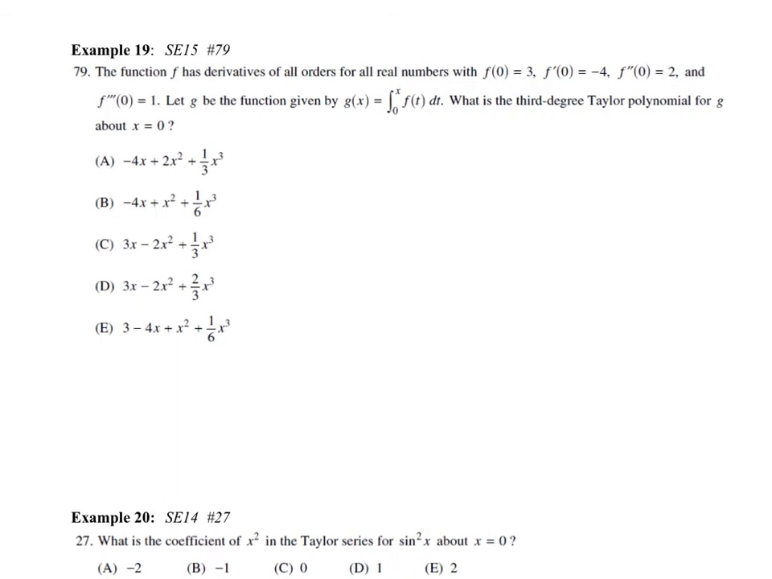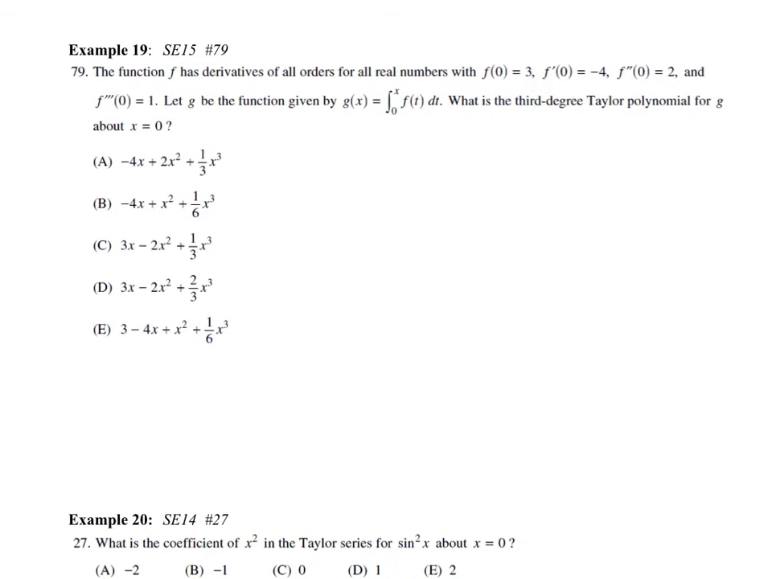All right, in this example, number 19, we're going to look at the function f that has derivatives of all orders, and they give us a certain assortment of the function value and a few derivatives there. It says let g be the function given by this particular integral. What is the third degree Taylor polynomial for g about 0, so centered at 0? I'm just going to write out the general Taylor really quickly.